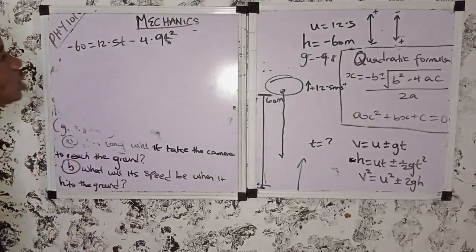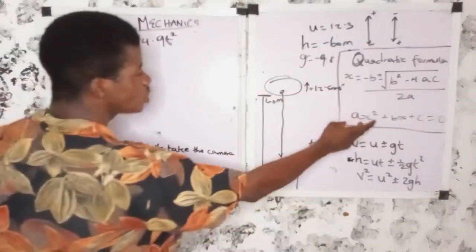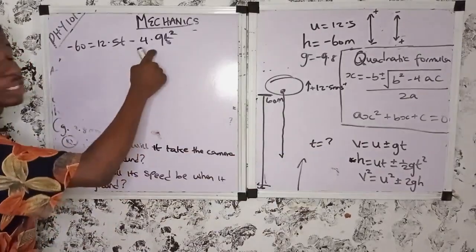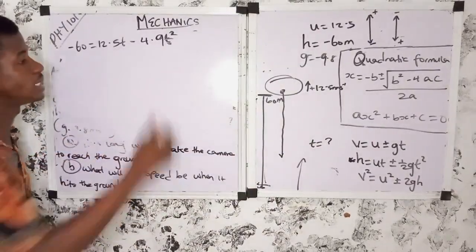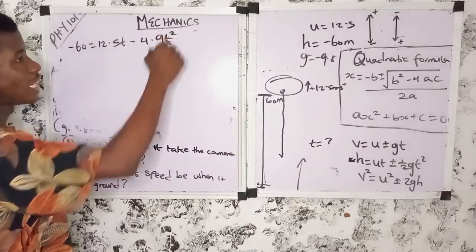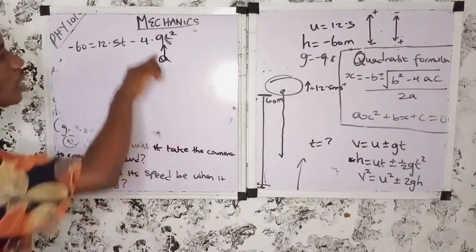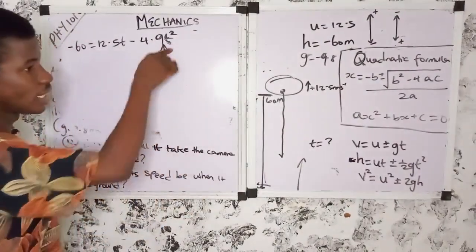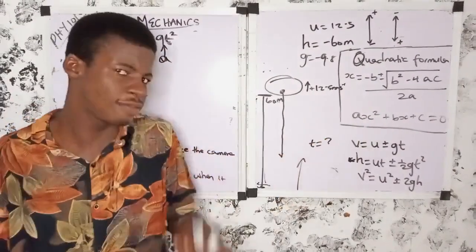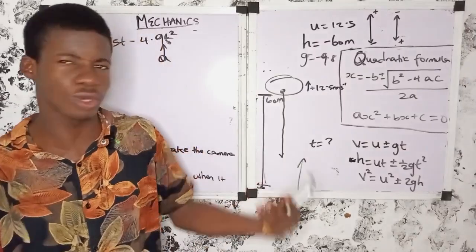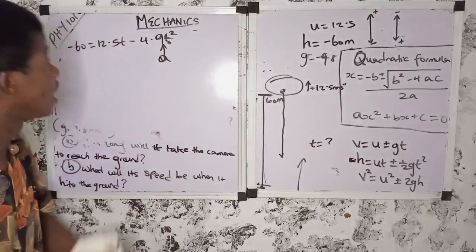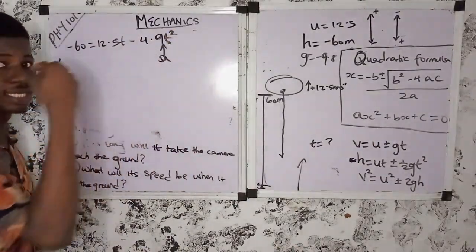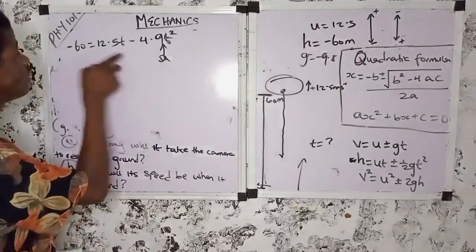So we'll get the answer. Now which of them is a, which is b, and which is c? This minus 4.9 is a. Why is minus 4.9 a? Because 4.9 takes a variable that has square, which is t square. And remember, the variable that a carries has a square. So minus 4.9 is a because it takes the variable t square. Now, which of them will be b?